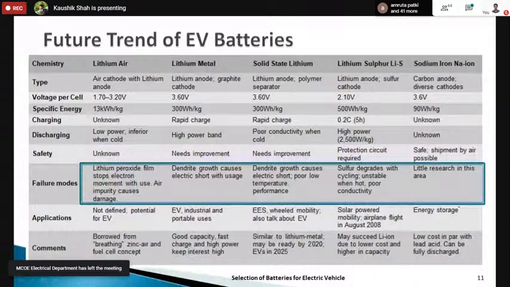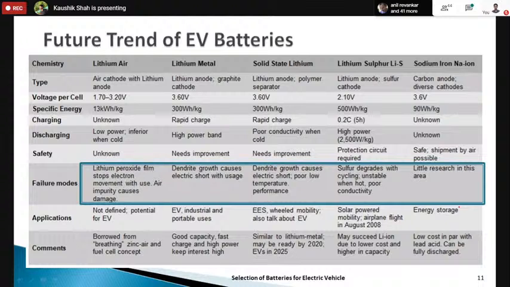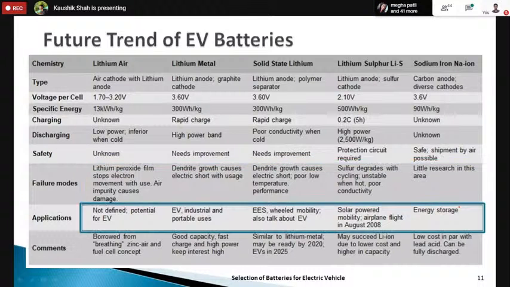And this talks about the failure mode, which I talked about, what really happens. Okay, so these are disadvantages right now in these chemistries, right? I'll not go into much detail, but you can probably read that later. Application is where this can be used. Okay, solid state, from whatever I hear, is going to be very promising, and there are a lot of talks going around about the future in EV.